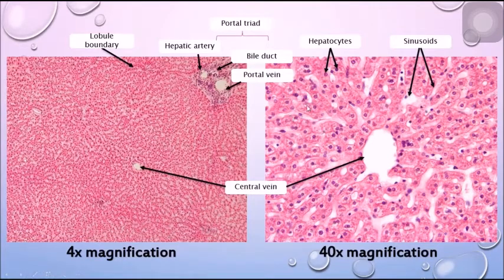Liver cells are arranged in plates and anastomosed with one another. In between the plates are the hepatic sinusoids. Hepatic cells are polygonal with oval nuclei, and these are all the basic features of normal liver tissue.